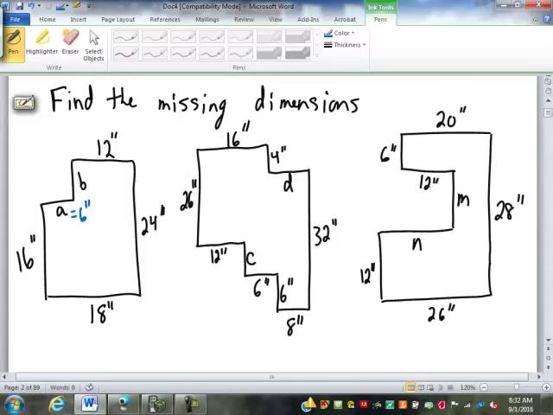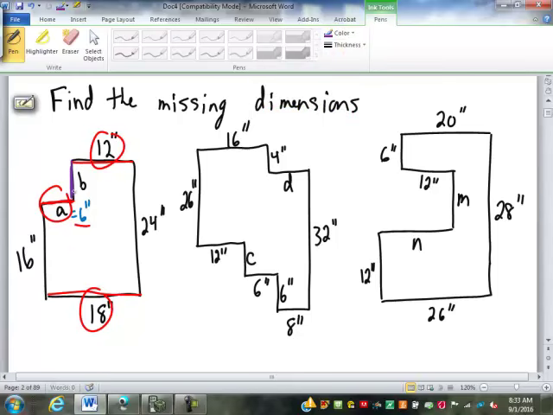Six. Okay. So to do that, dimension A is a horizontal dimension, which means we can only look at other horizontal dimensions. So we have the 12 and the 18. And when you look at them, there's got to be one of three relationships between dimensions. Either two dimensions have to be equal to each other, two dimensions have to add up to a total, or two dimensions have to subtract to make a common difference. When we look at this one, it's pretty obvious that the A and the 12 have to add up to 18. So that means we just subtract 18 minus 12 gives us 6 for A.